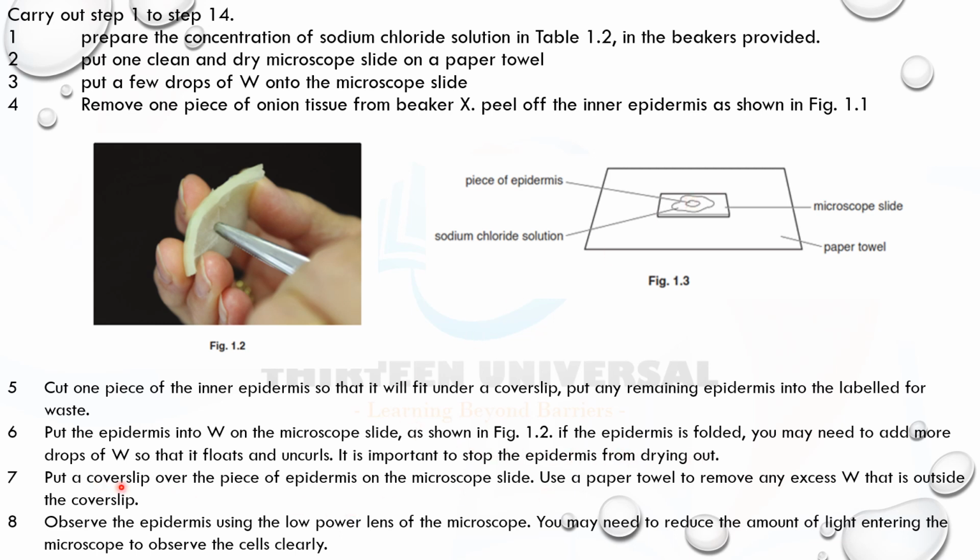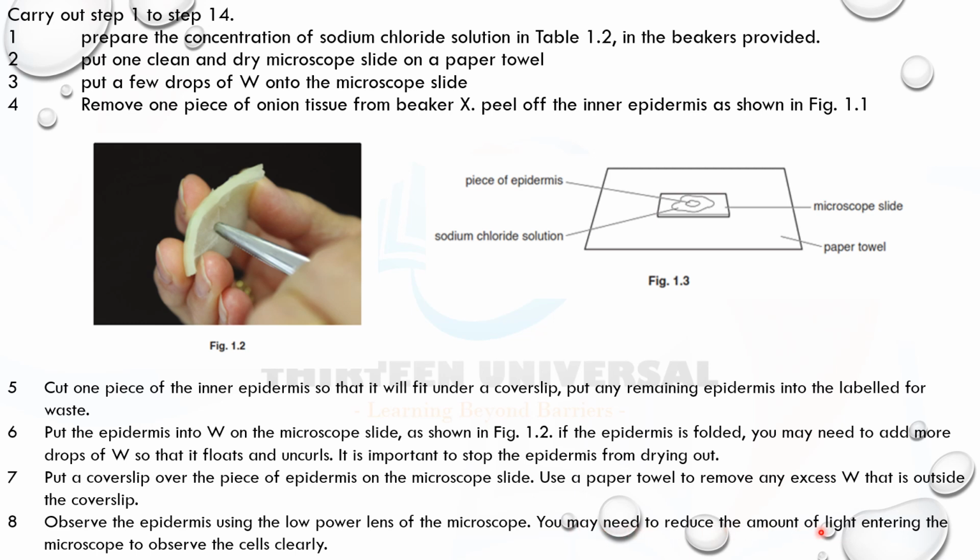Very important. Put a cover slip over the piece of epidermis on the microscope slide. Use a paper towel to remove any excess W that is outside the cover slip. Observe the epidermis using the low power lens of the microscope. So low power, not high power objective. You may need to reduce the amount of light.